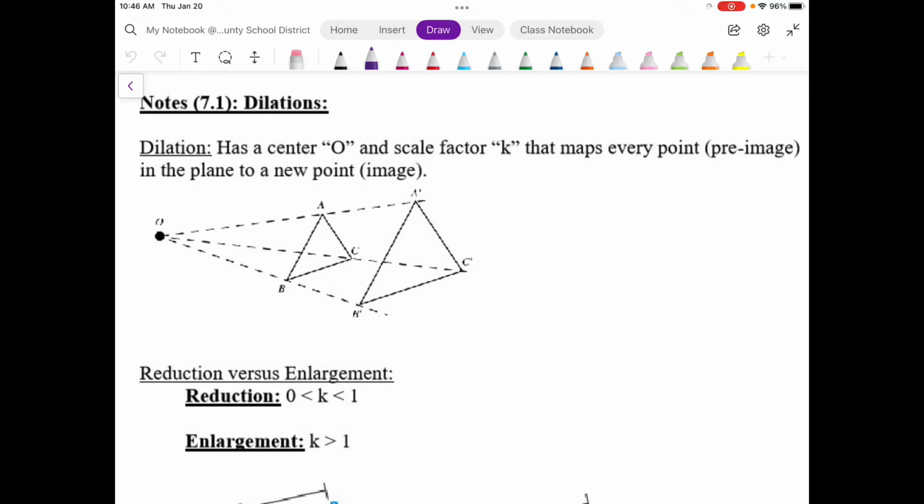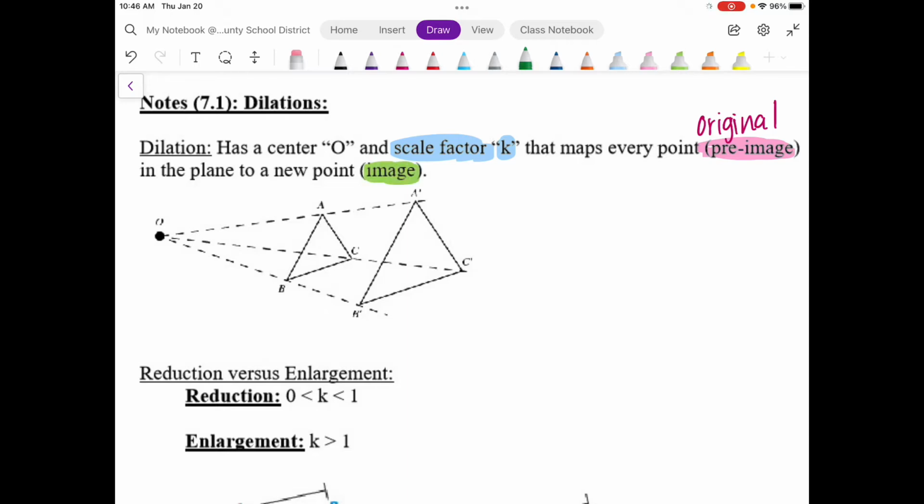Okay, we're always going to be looking at a scale factor. The scale factor is going to be represented by the letter K, and it's going to change the pre-image. The pre-image is the original. So pre-image, we're talking about the original figure. And it's going to create a new image, and we're just going to call it the image.